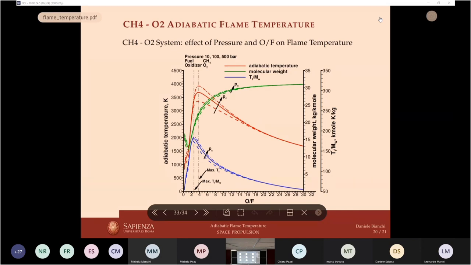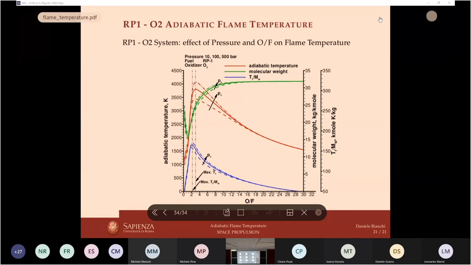This is for methane oxygen, the same plot. So look at the values of TC over M, the blue lines. Again, they peak at very rich conditions, whereas the temperature peaks at more or less stoichiometric conditions. And this is a more complex hydrocarbon that shows similar behavior.